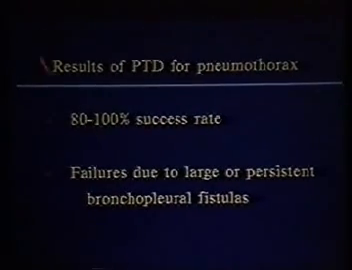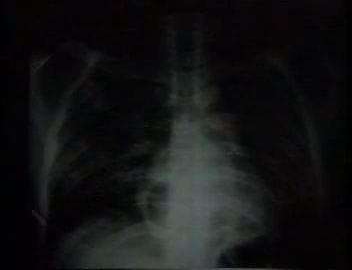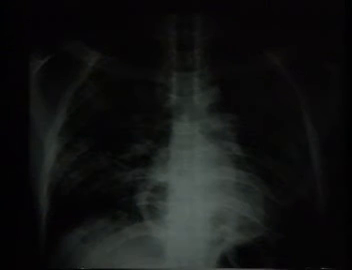The success rate for percutaneous drainage for pneumothorax is generally on the order of 80 to 100% in most of the literature that appears in the radiology journals. It turns out that most of the failures of this technique for the treatment of pneumothorax are in patients who are found to have very large or persistent bronchopleural fistulas, something that we see not too uncommonly at the county hospital when we deal with patients such as this, where there's a very severe bilateral pneumonia due to Pneumocystis carinii.